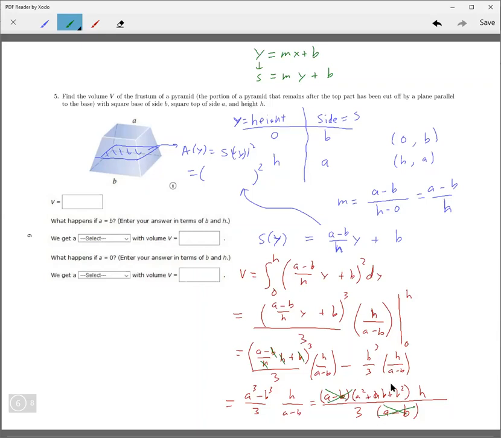Okay, so this is what the volume is going to be right here. So the answer here would be H times A squared plus AB plus B squared all over 3. Okay, if A equals B, then this would come out further. We just have a rectangular solid.